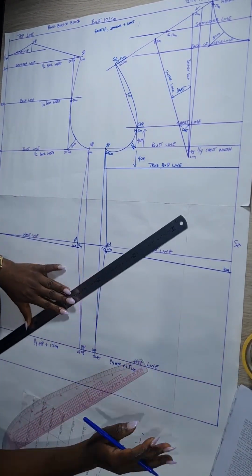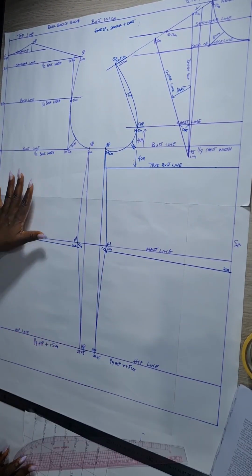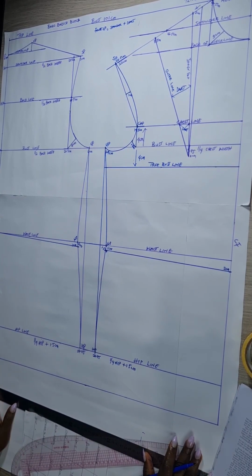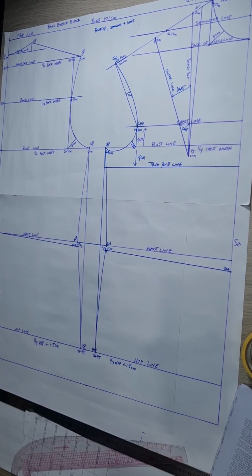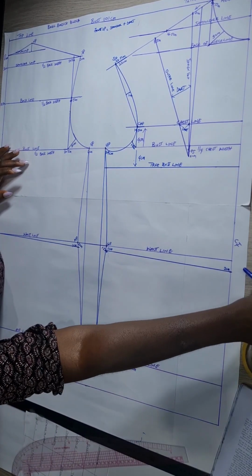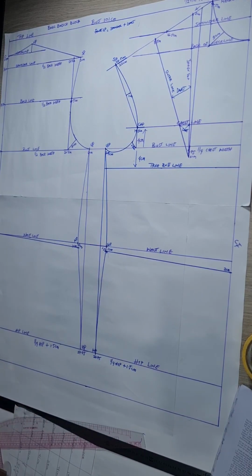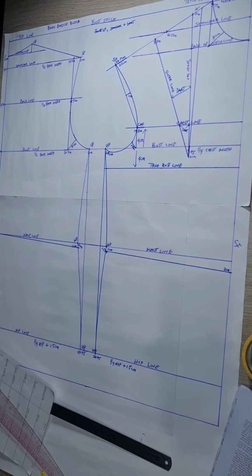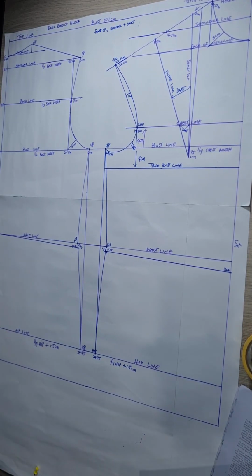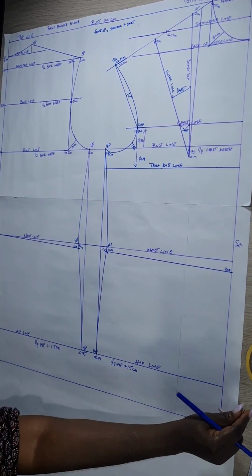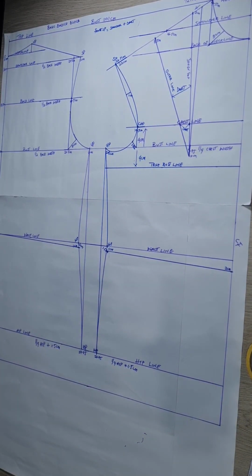Before I do that, this is what the front of the bodice block looks like. You can see how beautiful it is. I hope I've been able to break down this method and make it easier for you to understand. Please practice, and if you have any question, like I said in the previous video, reach out to me via email and I will respond to you.